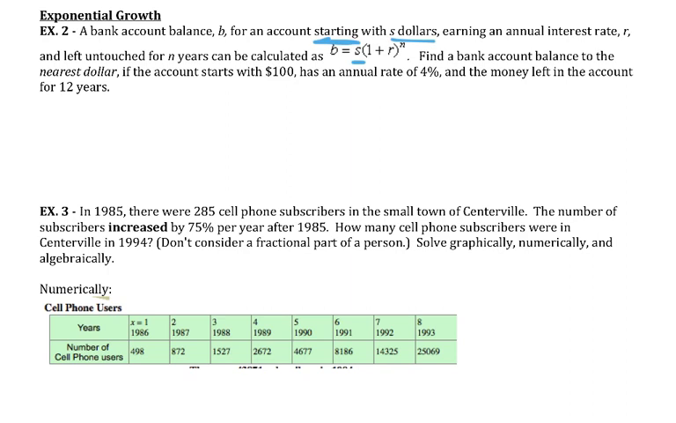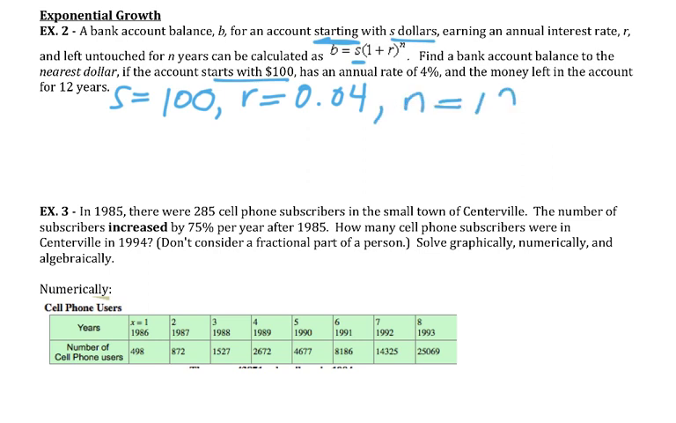If the account starts with 100, has an annual rate of 4%, and the money is left in the account for 12 years. So we said S is the initial amount, so that's 100. R is the rate at which it's earning interest, 4%. That needs to be converted to a decimal. Remember, R is always a decimal, so this is 0.04. And our N is the number of years, and that's 12.